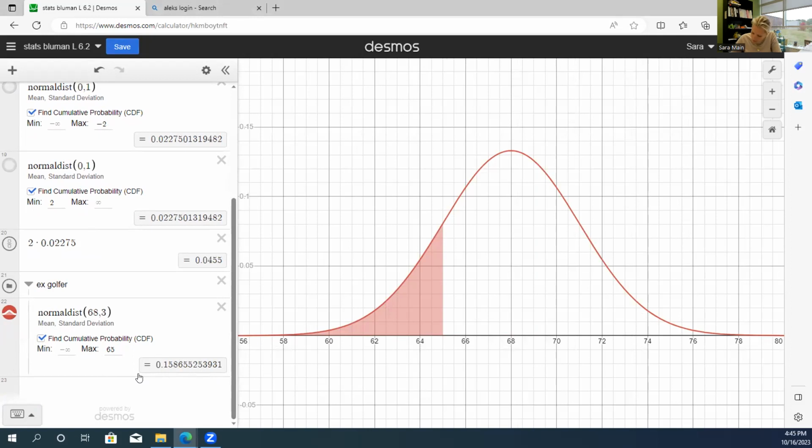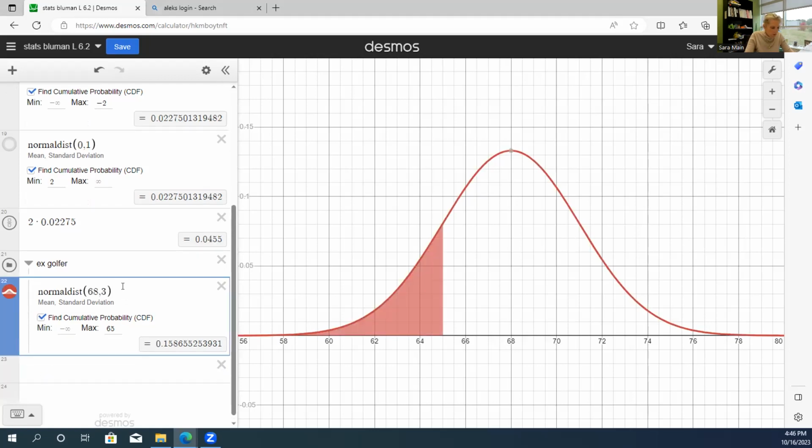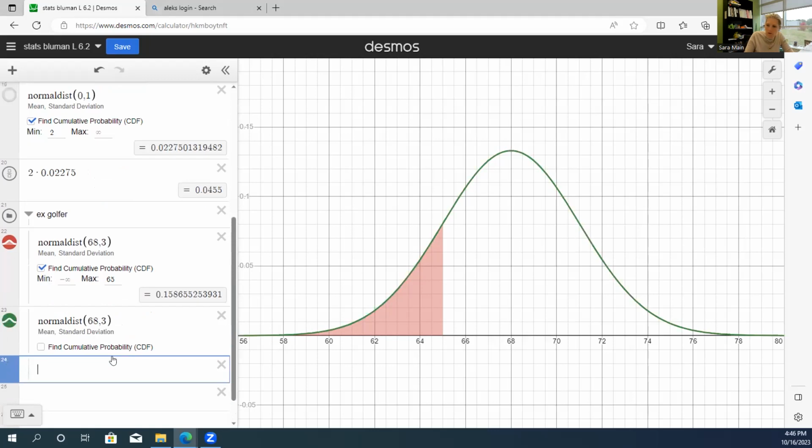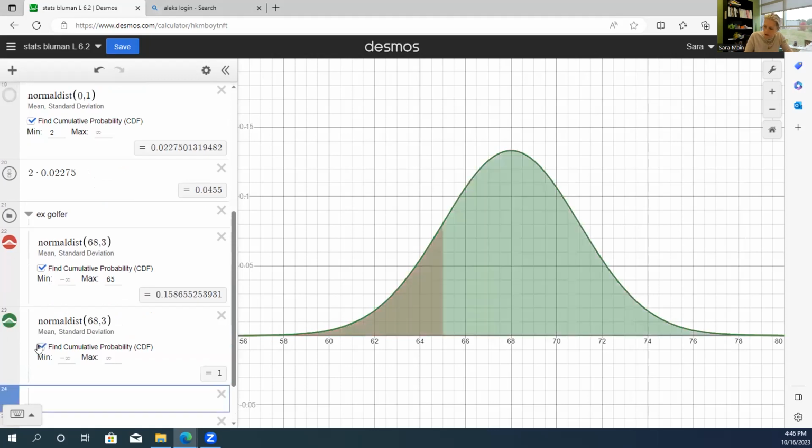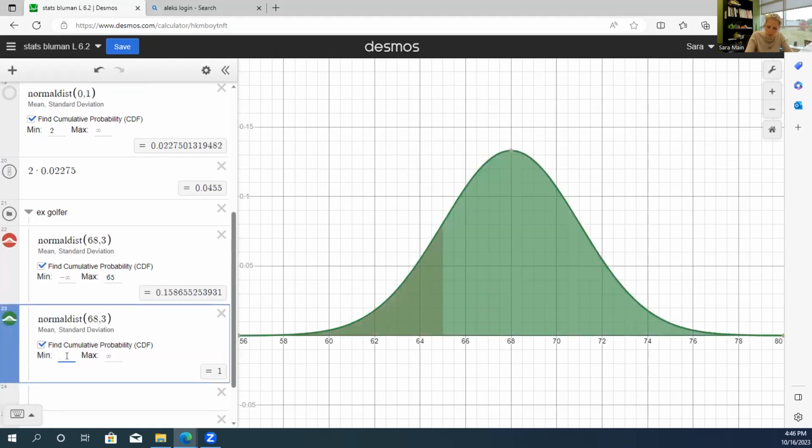Part B says find the probability that a golfer scored between 66 and 70. So 66 is just below the mean and 70 is just above the mean. I'll share my paper here in a minute, but let's go ahead and see if we can do it before I share my paper. So I'm going to copy what I've got set up here, paste that. And we want to know between, so my minimum would be 66 and my max would be 70.